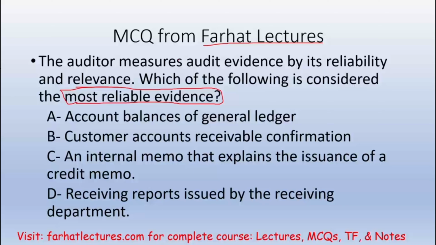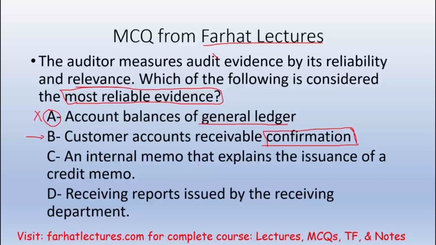Starting with A, the account balance of the general ledger. What type of evidence is this? This is internal evidence, provided by the client. I'll have to look at more, so I'm just going to hold on this. B, customer accounts receivable confirmation. Confirmation is coming from a third party. Well, that's a good answer. At this point I would eliminate A, because between A and B, B is a better answer, but I have to look at the other options.